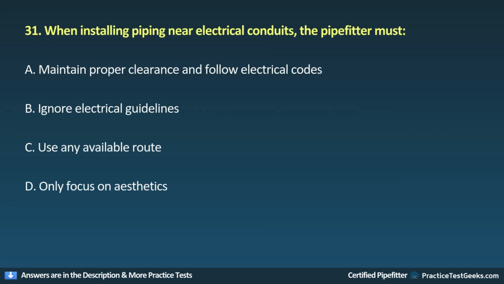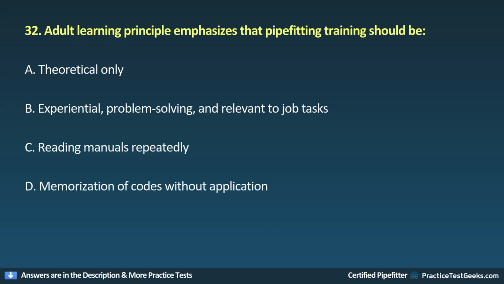31. When installing piping near electrical conduits, the pipe fitter must: A. Maintain proper clearance and follow electrical codes. B. Ignore electrical guidelines. C. Use any available route. D. Only focus on aesthetics.